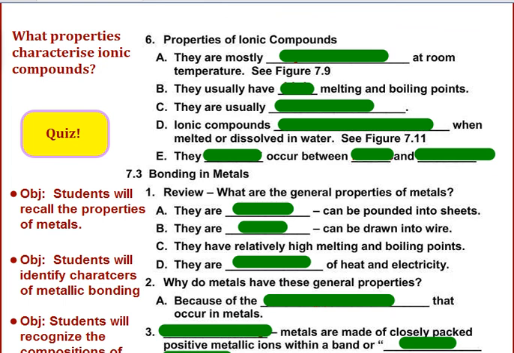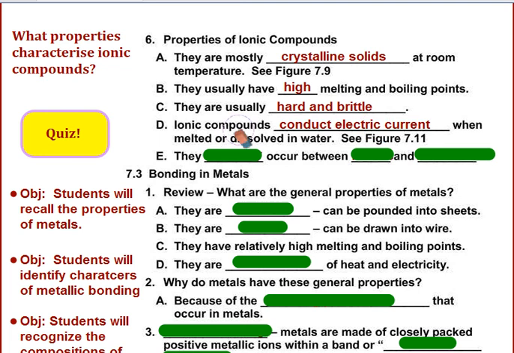Those are all the atoms that are in ionic compounds, and we'll show you how to make more of those in a bit. Now, we have properties of our ionic compounds. They are mostly crystalline solids at room temperature. They usually have high melting and boiling points. They are usually hard and brittle. And ionic compounds conduct electricity when they are melted or dissolved in water.